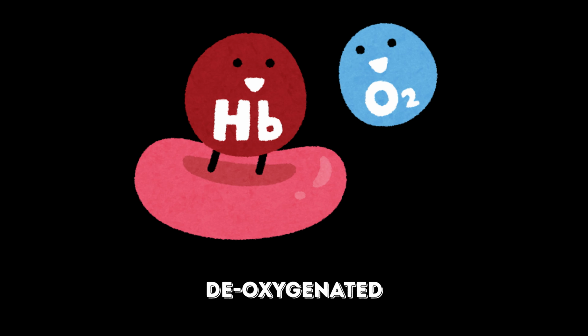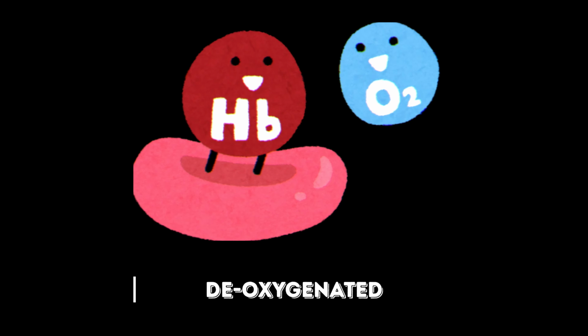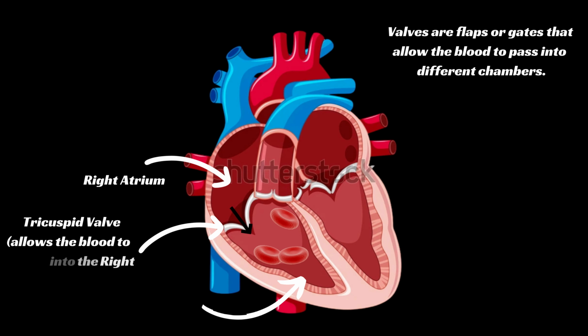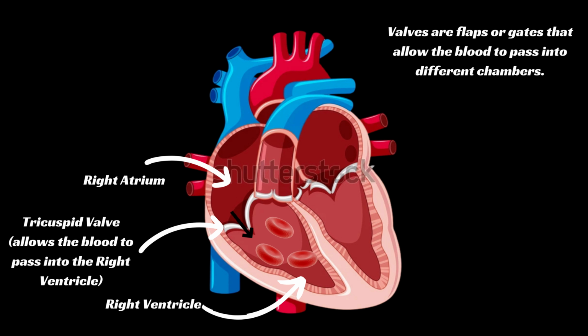The blood then enters the heart from two veins, the superior vena cava, which brings blood from the upper body, and the inferior vena cava, which brings blood from the lower body. The blood coming through these veins enters the right atrium, which squeezes and pushes the blood through the tricuspid valve. Now, valves are gates or flaps that separate different chambers of the heart and prevent the backward flow of blood.